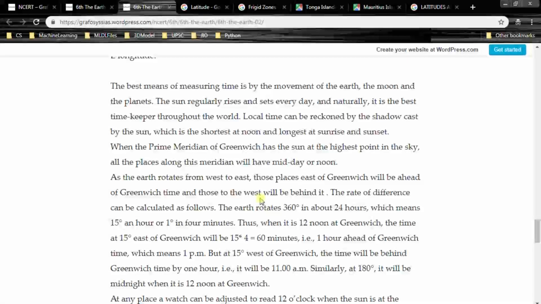The best means of measuring time is by movement of the earth, the moon and the planets. The sun regularly rises and sets every day and naturally, it is the best timekeeper throughout the world. Local time can be reckoned by the shadow cast by the sun, which is the shortest at noon and longest at sunrise and sunset. So first let's look at this passage. The sun regularly rises and sets every day at almost equal intervals of time, at least in the torrid zone.